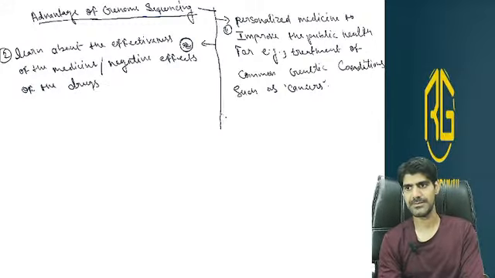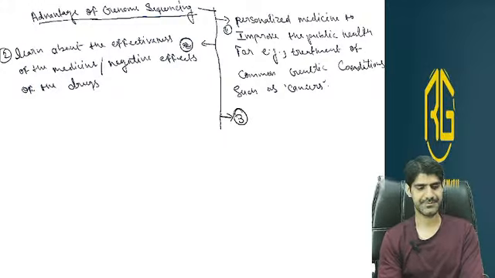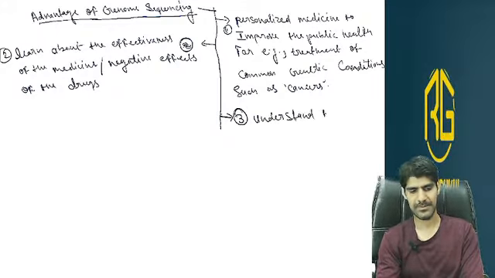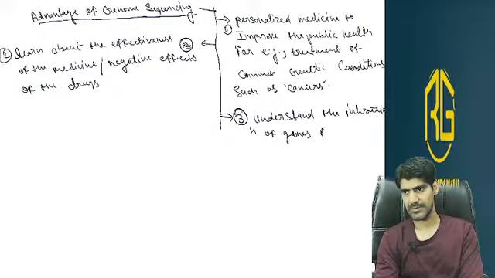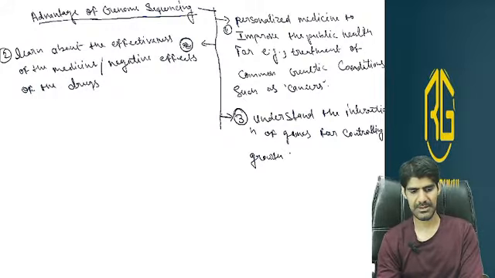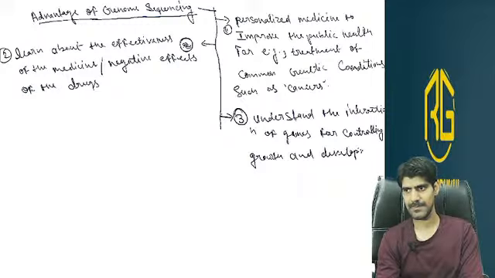Third point is to understand the interaction of genes for controlling growth and development of an organism.